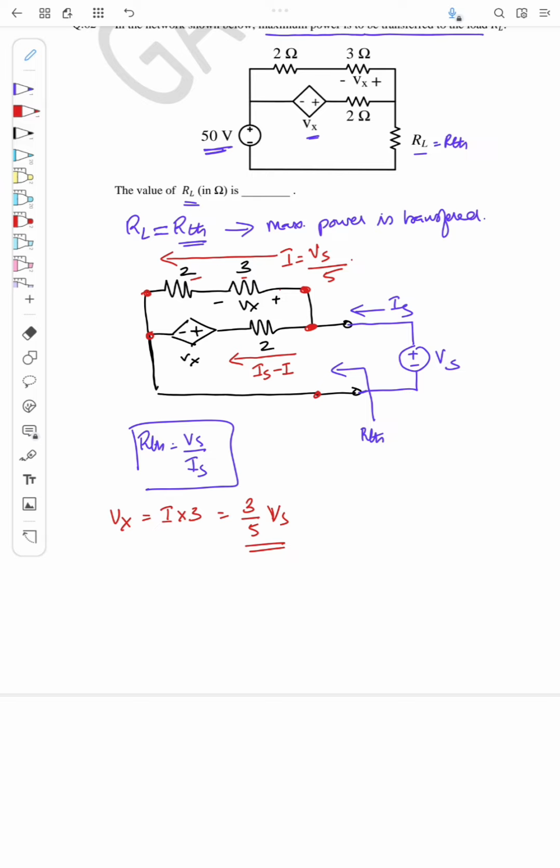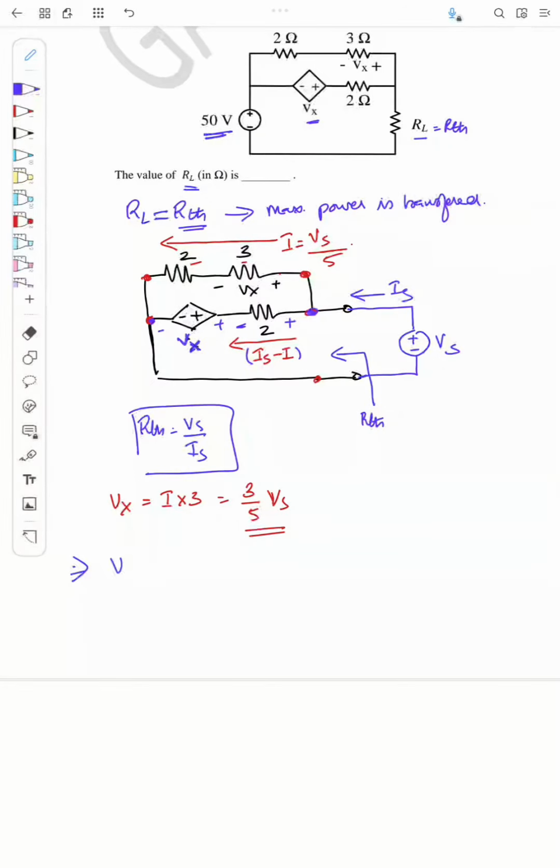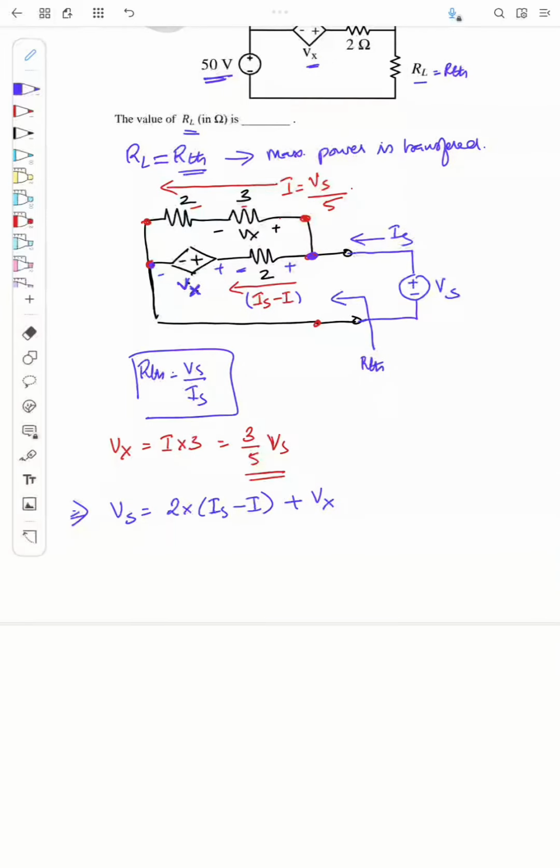So I can again apply KVL here. Across this is actually Vs, and this voltage is split across Vx plus minus and the voltage across this 2 ohm resistor. The voltage across 2 ohm is (Is minus I) into 2. So from the circuit, I can write Vs as equal to the voltage across 2 ohm, that is 2 into (Is minus I), plus the voltage across this dependent source Vx. Here the current I is Vs by 5, so I will substitute that: 2 into (Is minus Vs by 5) plus Vx, which is 3 by 5 Vs.